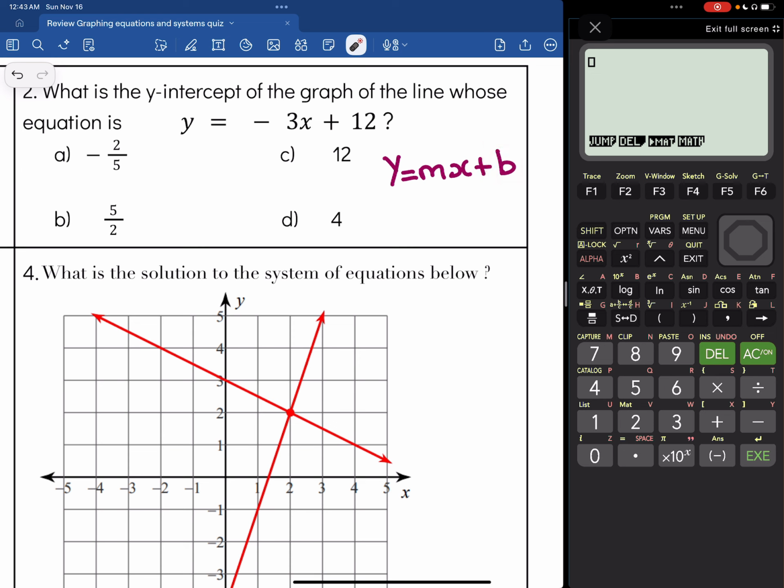So in the equation y equals negative 3x plus 12, our y-intercept is going to be 12, right? That's our b value. That's the value without the variable x. So our answer here is 12. This y-intercept is also the point where the line crosses the y-axis, if we were to graph it.